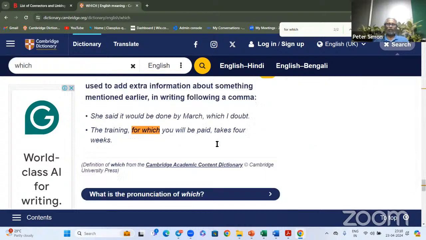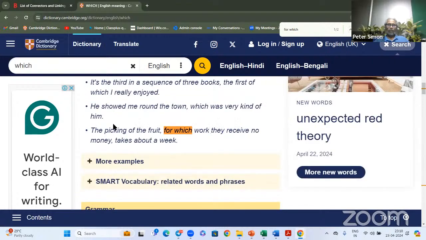Okay, you can see here how many examples I'm going to show you. Two examples. The training, comma, for which you will be paid. After "for which," is there a comma? No. The picking of the fruit, for which work they receive no money, takes about a week. After "for which," is there a comma? After "which," there is no comma.